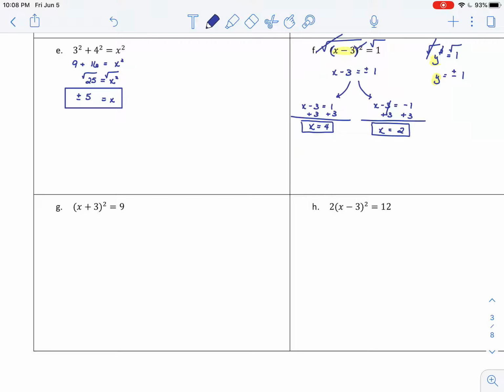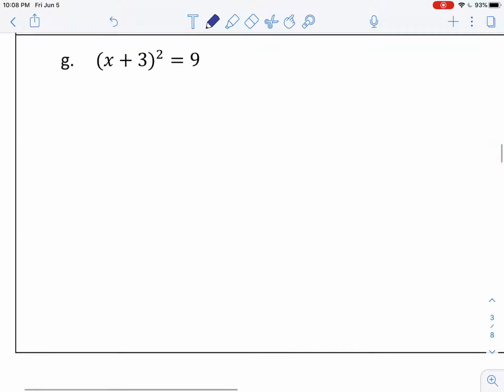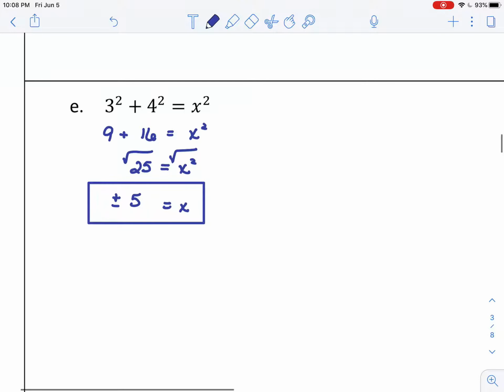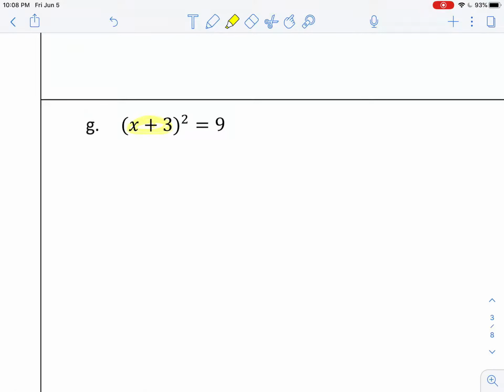G is really similar. G and H are both really similar. So let's talk this through again. What I notice is something squared. It's just that unlike here where it was just x being squared, so let's just square root to get x on its own, you have more than just x being squared. So I need to get that by itself, and the only way to get rid of a squared is to square root.